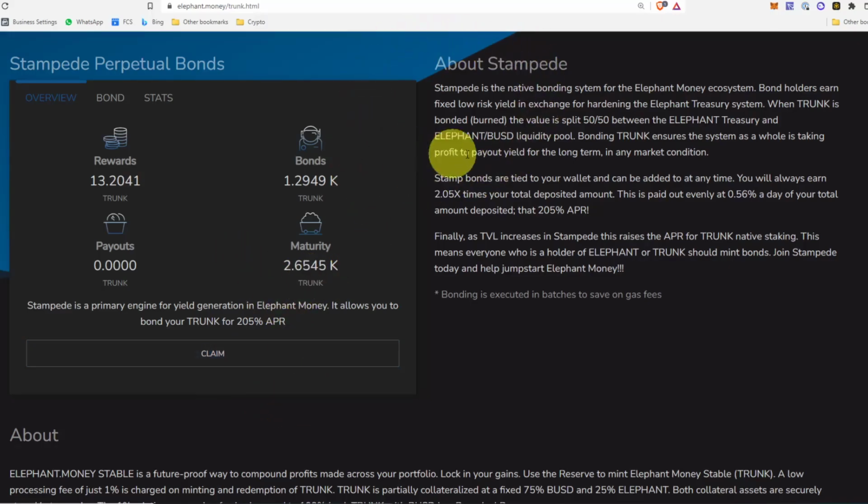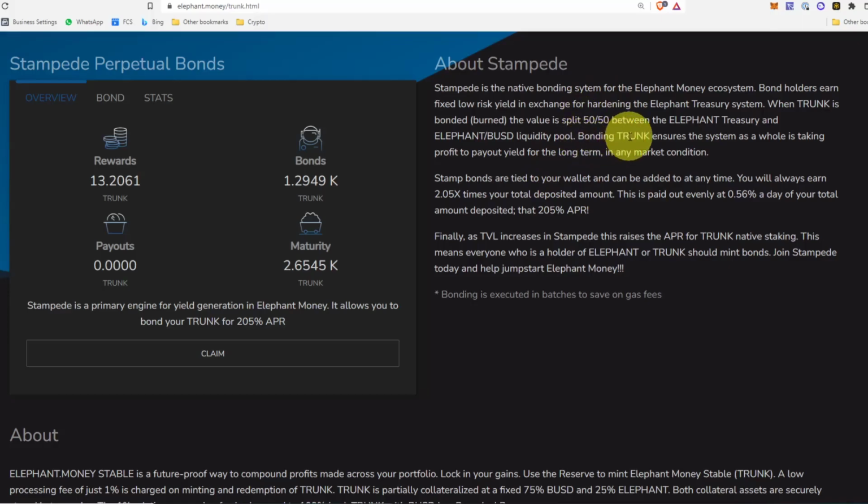So quickly here, Stampede is the native bonding system for Elephant Money ecosystem. Bondholders earn fixed low-risk yield in exchange for hardening the Elephant Treasury system. When Trunk is bonded, burned, the value is split 50-50 between the Elephant Treasury and an Elephant BUSD liquidity pool, which, by the way, this will help protect the Elephant token price during the bear market.